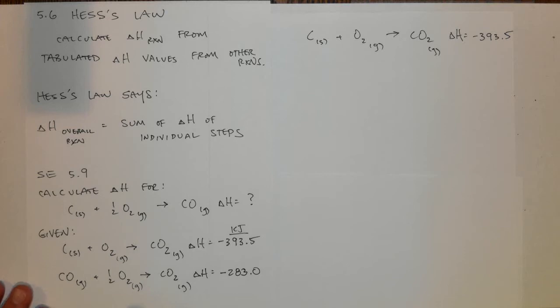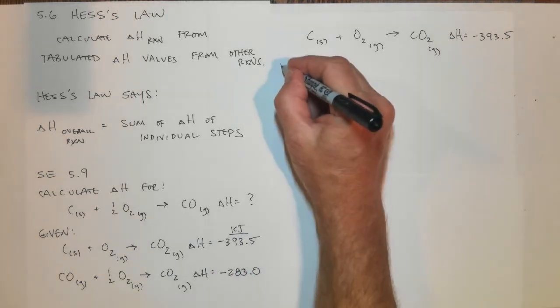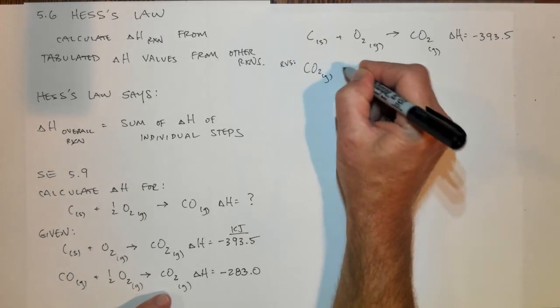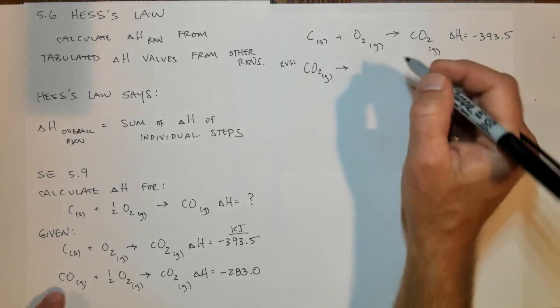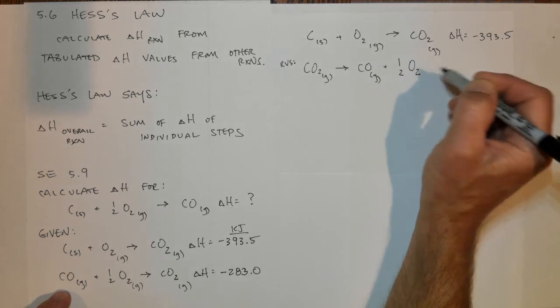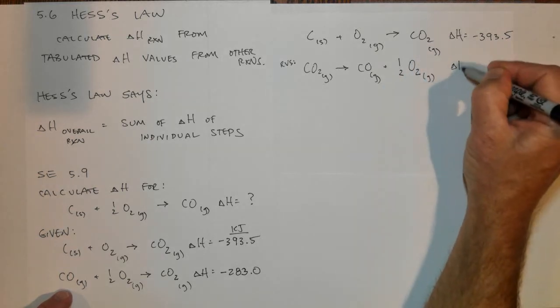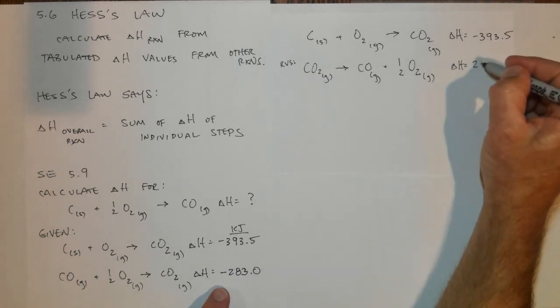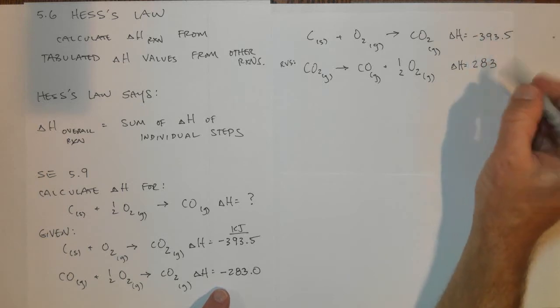Another clue that might allow me to guess that I need to reverse this reaction is my goal is to get carbon monoxide on the right hand side, and I notice I have carbon monoxide on the left hand side. So let's take this reaction and reverse it to get carbon monoxide on the right hand side. So this is the reverse of the reaction, and I'll write it as CO2 gas goes to CO gas plus 1/2 O2, and this is gaseous as well. And the delta H for this one, now that I reversed the reaction, I have to reverse the sign, and so it's positive 283. Both these are in kilojoules.